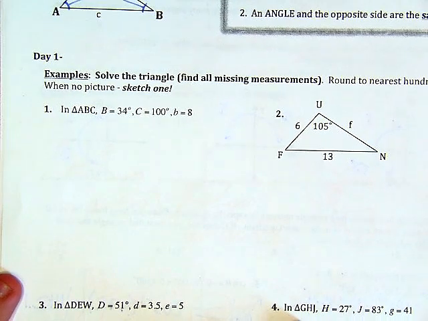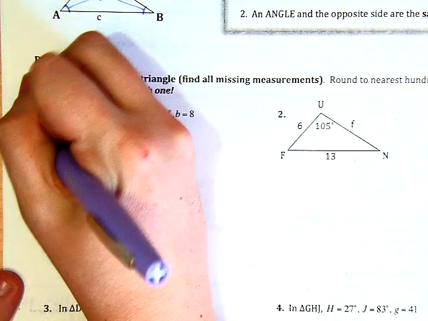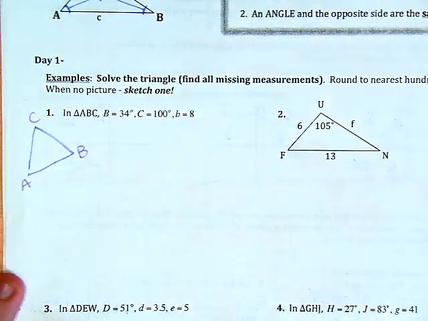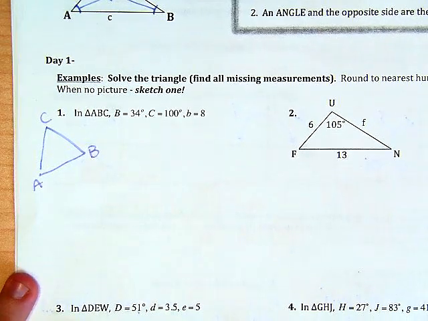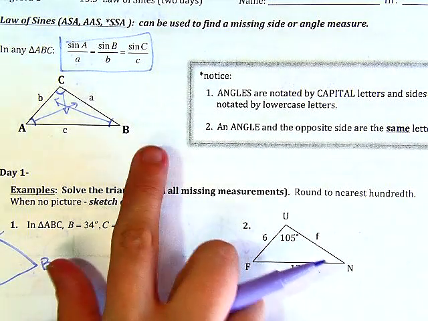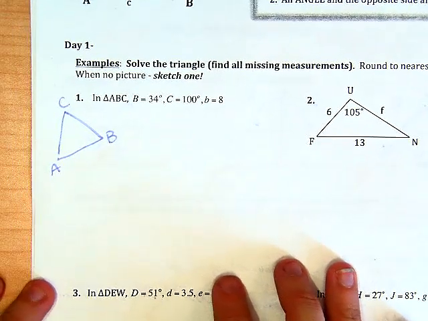Looking at this, solve the triangle, so basically find any missing parts. The first thing I'm going to do is draw myself a triangle and label it A, B, C. The reason we use law of sines and cosines is that it's not a right triangle, so none of these are going to have a 90-degree angle. Okay, A, B, and C.